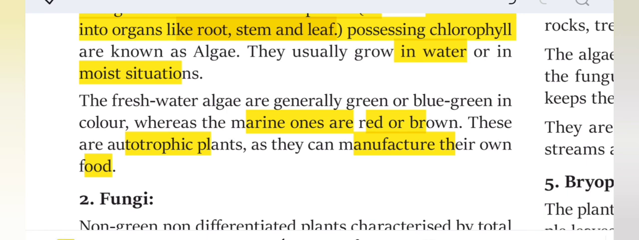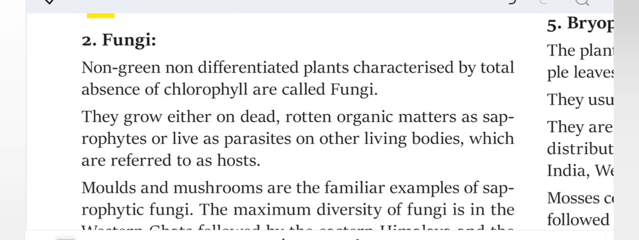Now fungi. Non-green, non-differentiated plants. What is the difference between algae and fungi? Algae were green and fungi are non-green. They are also non-differentiated plants, characterized by total absence of chlorophyll. Algae had chlorophyll, but fungi are not green, so they have no chlorophyll. Absence of chlorophyll: these are known as fungi.